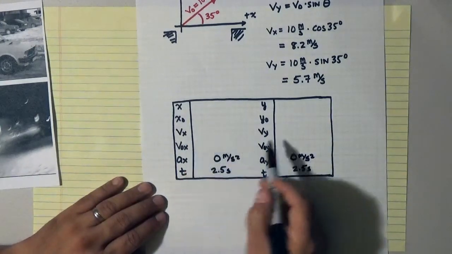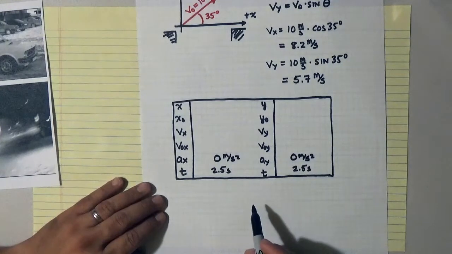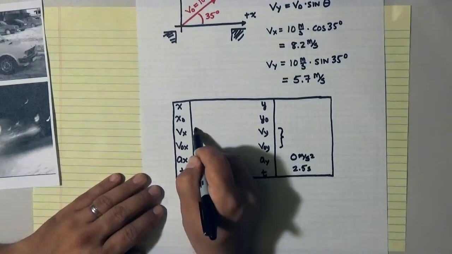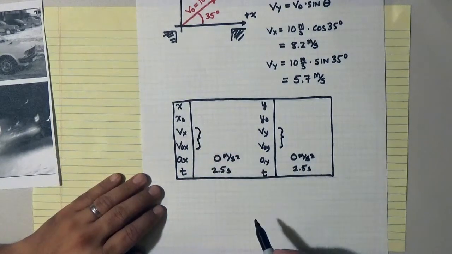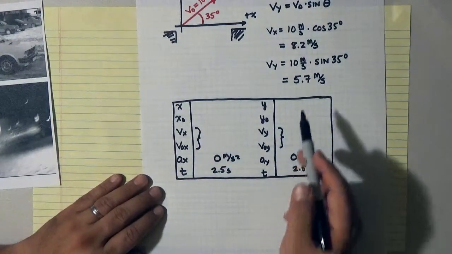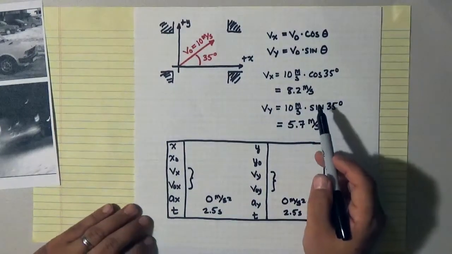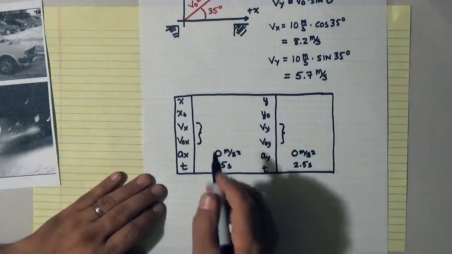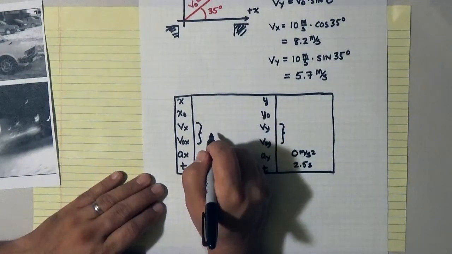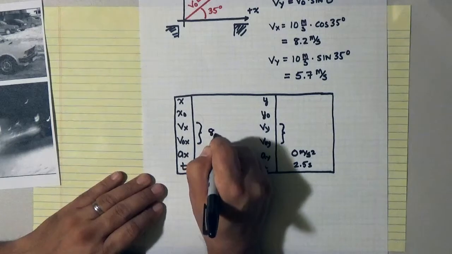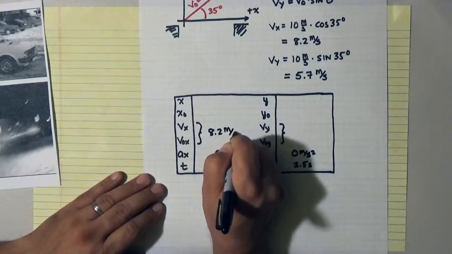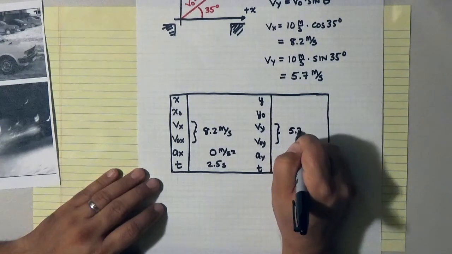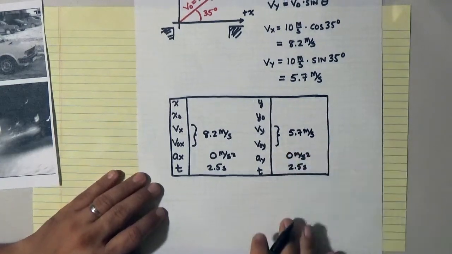The initial and final speeds in both cases are the same, so I'm going to group those together so I only have to write it once. The speed is constant. And we've calculated up here what the values of the x and y components of the speed are, so I'm going to go ahead and put those in my kinematic table. The x component of the speed is 8.2 meters per second. The y component of my speed is 5.7 meters per second.